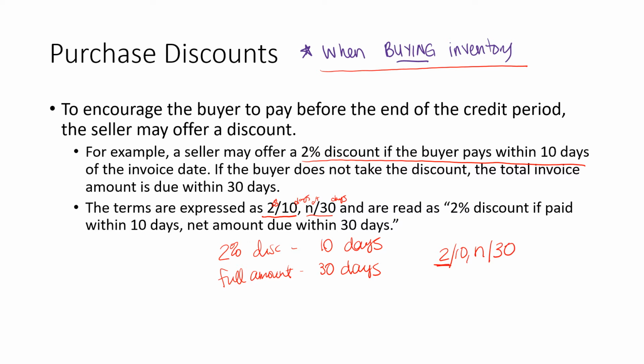This number here will always be the discount amount. So it might not always be 2%. It might be a 1% discount if paid in 15 days, and then the net amount due in 60 days. So just know what the different positions in this mean and know that the numbers could change. But as long as you know how the discount percentage is represented and how many days until the invoice is due, you should be good there.